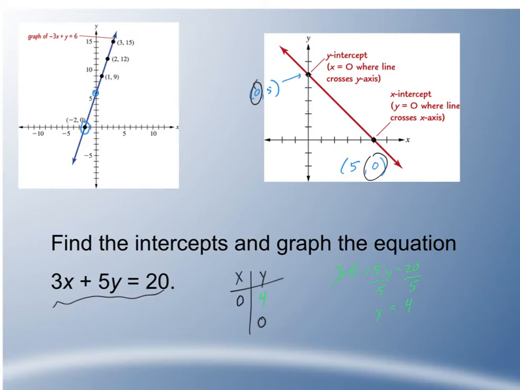Then when y is equal to 0, this term drops out, right? And it'll be pretty straightforward to solve for x. 3x plus 5 times 0 equals 20. 3x equals 20. Divide by 3, and I get not a nice whole number. 20 divided by 3. 3 goes in like 6 times with 2 left over. If you typed that into your calculator, it would say 6.6 repeating. Okay, so I'm just going to write it as a mixed number, 6 2/3.